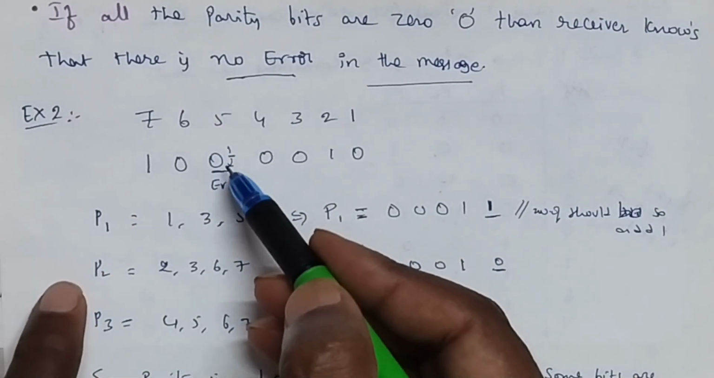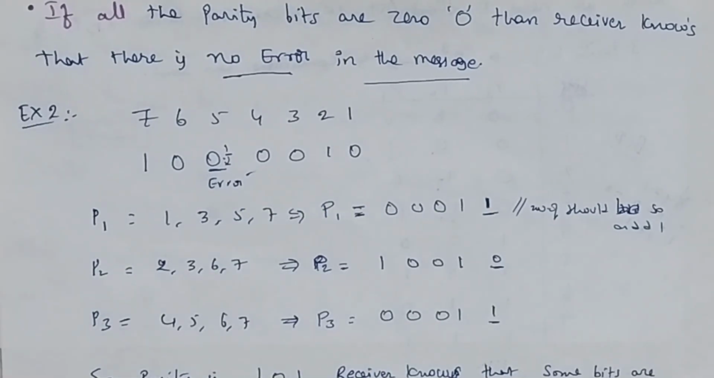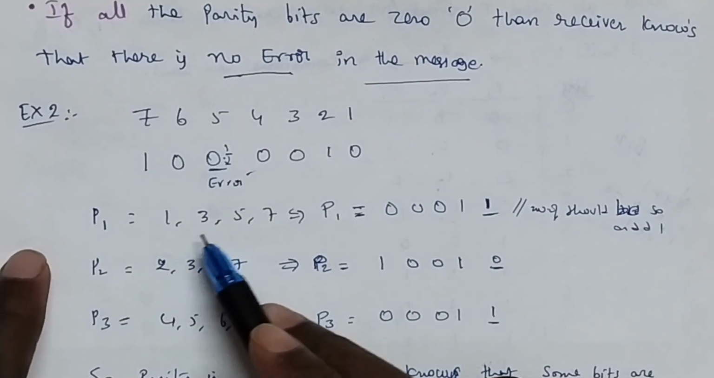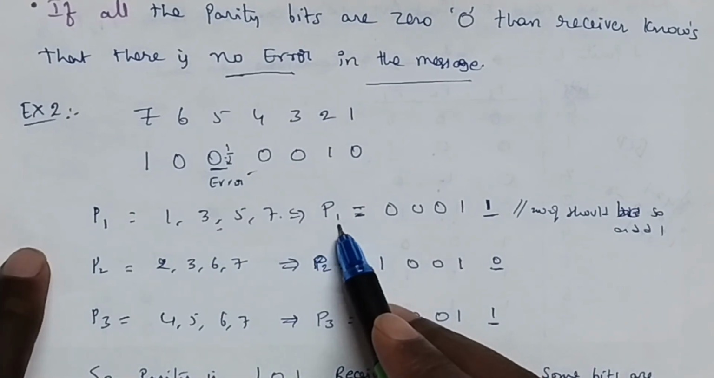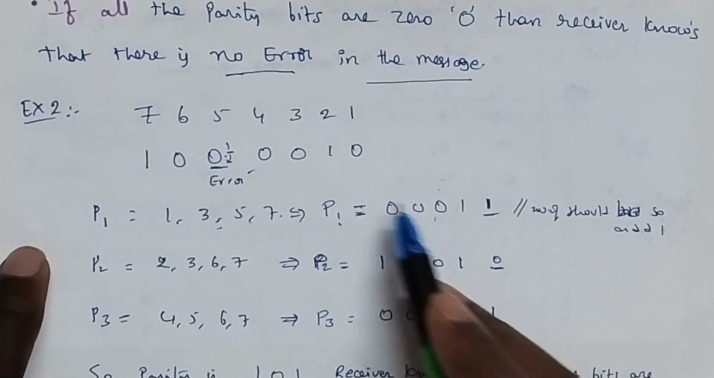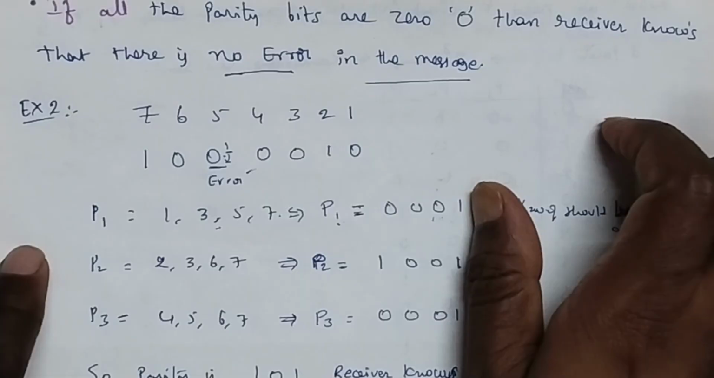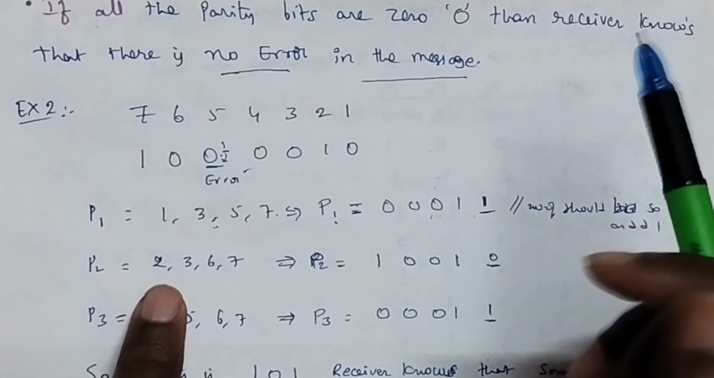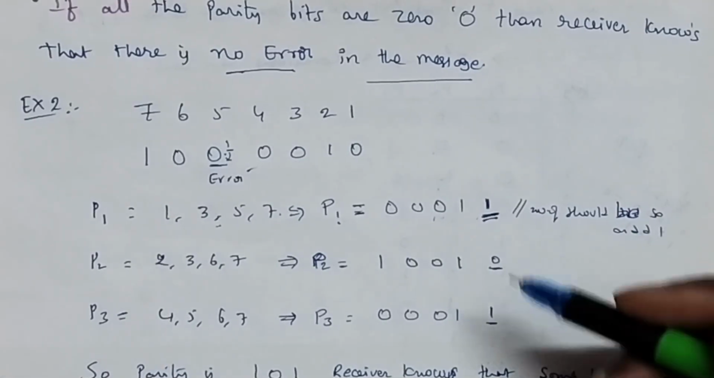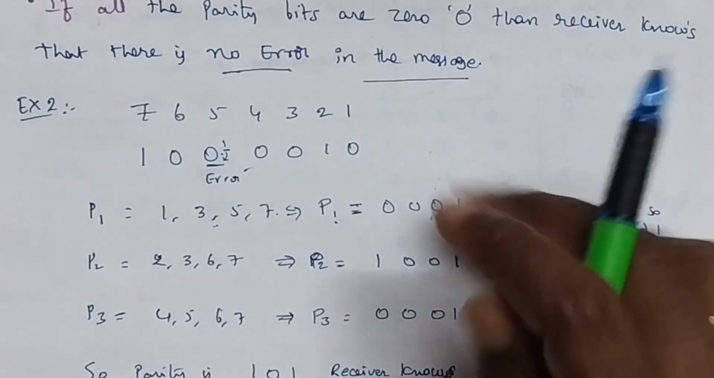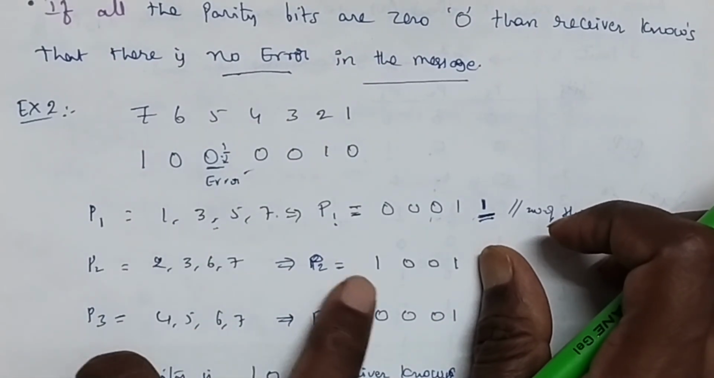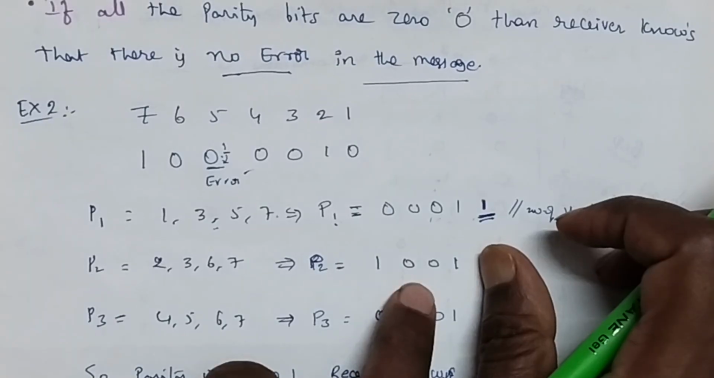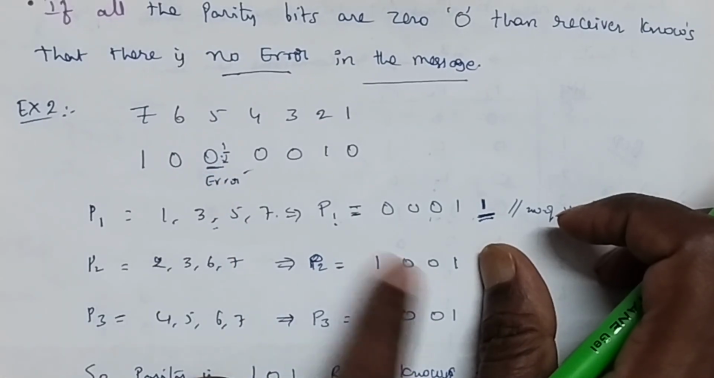For example, instead of 1, here we are taking the 0 value. What does taking the 0 value mean? At the receiver side, it will find the P1 positions 1, 3, 5, 7. P1 is 0, here 0, here 0, here 1. To add these values, how many ones do we require? 1, so the parity is 1. Here also, for P2: the 2nd place is 1, the 3rd is 0, the 6th is 0, the 7th is 1.